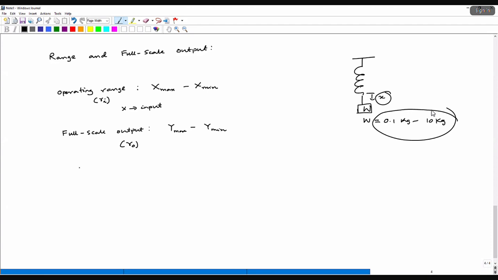The second thing that we want to define is relative accuracy.